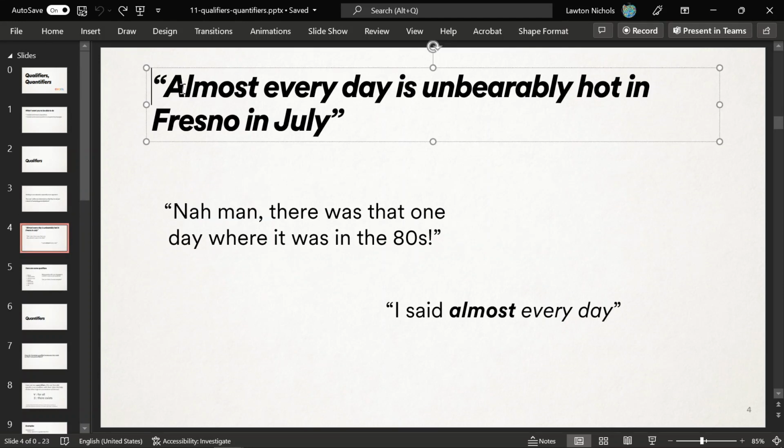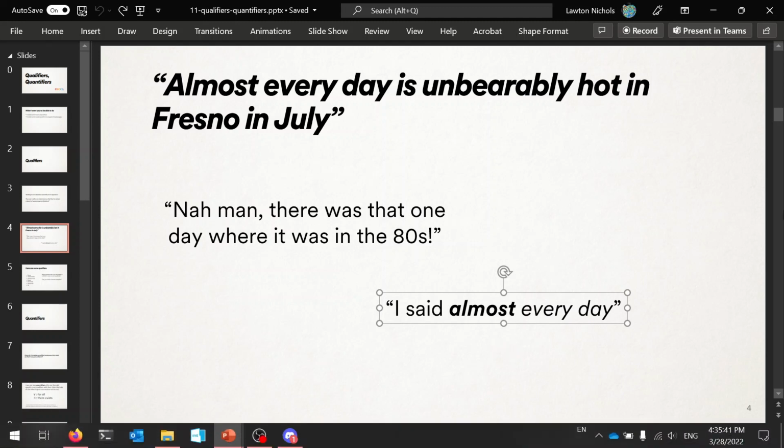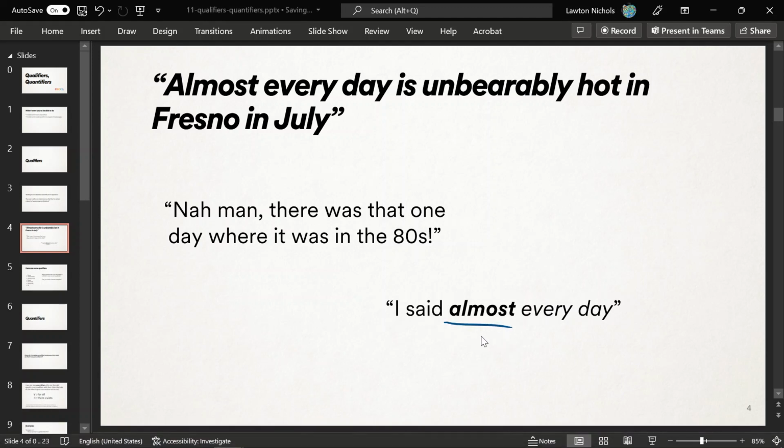Here's a nice quote that I think we would all mostly agree with. Almost every day is unbearably hot in Fresno when it's July. And somebody might retort, hey man, no, there was that one day where it was in the 80s and it was wonderful. And this is where that word that I used at the start of the sentence comes into play. I said almost every day. Almost is a qualifier. Okay? So it's important to notice these inside of an argument. Maybe we haven't before.